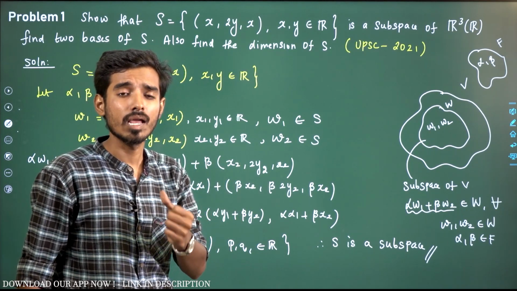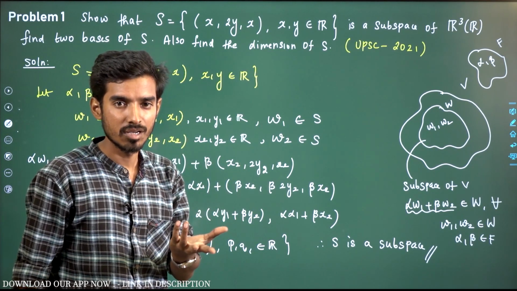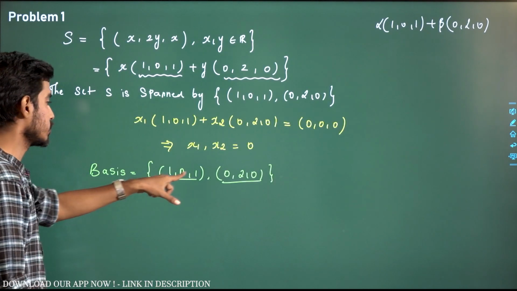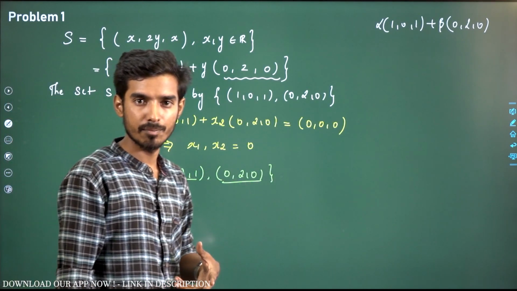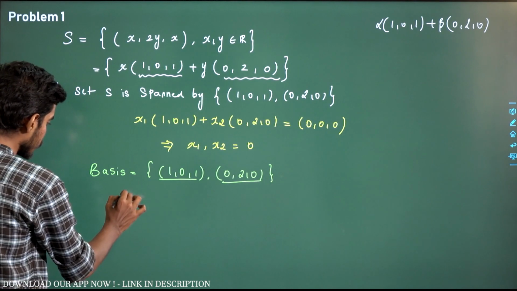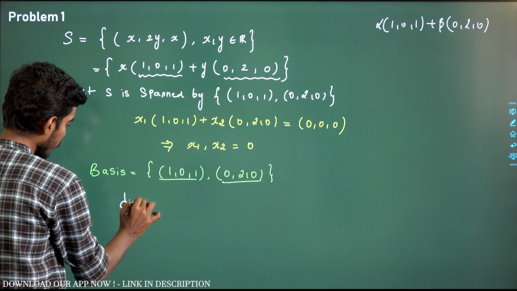What is dimension? Dimension is the number of elements in the basis. So how many elements are in the basis? There are two elements in the basis. So therefore, what is the dimension?